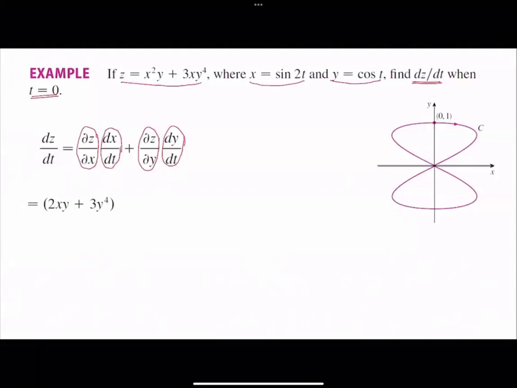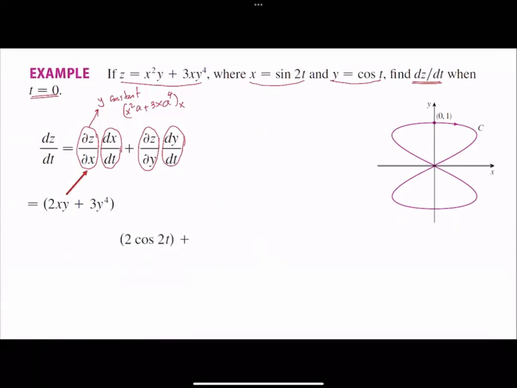Why is that? Because when you're taking the partial derivative with respect to x, it means that y is a constant. So when y is a constant, you're basically taking the derivative of x squared a plus 3x a to the 4th. When you take the derivative of this with respect to x, it is 2xa, a is just y, plus 3a to the 4th, or 3y to the 4th.